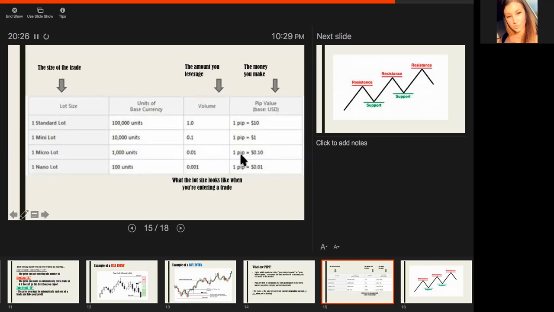So let's say my trade moves 100 pips. I'm making $10. Is that right? Yeah, $10. So the pips are basically how we measure the amount of money that we make.